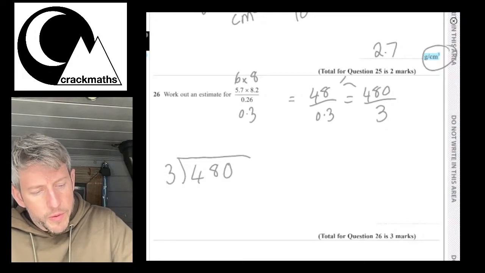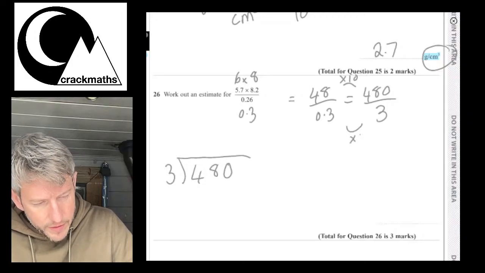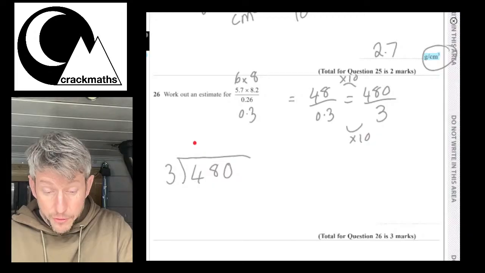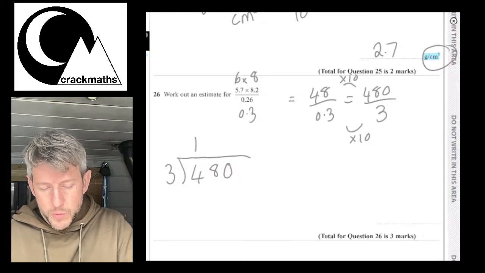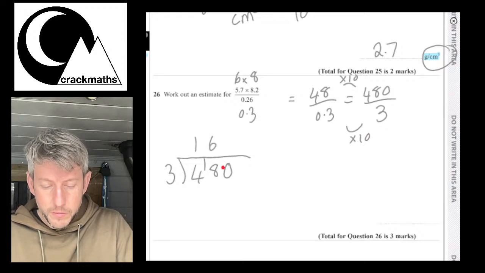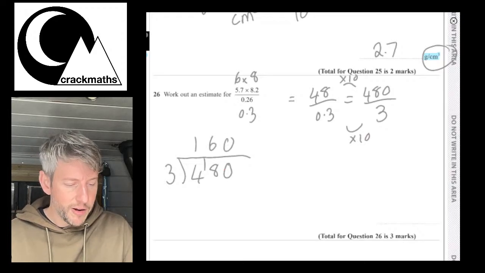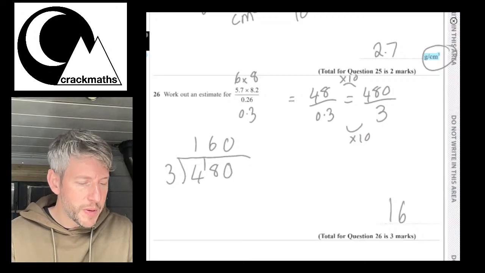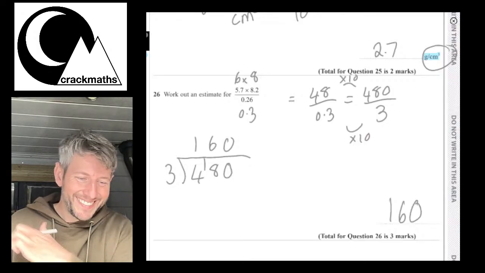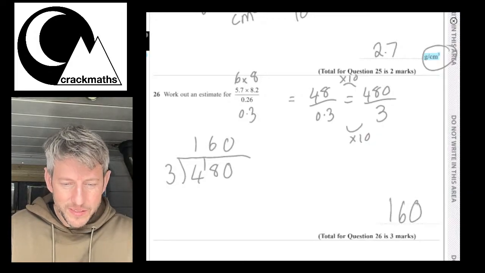Okay, this is just equivalent fractions here, by the way. So I just did that to make it simpler. And then 480 divided by 3: 3's into 4 go once with a remainder of 1. 3's into 18 go 6 times perfectly, and then that's 0. So an estimate for this would be 160. Okay, right. Let's go to the next one.